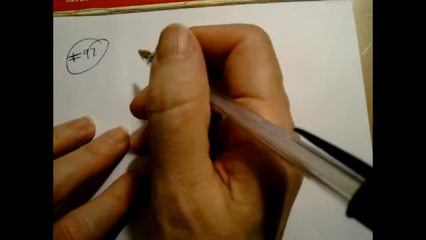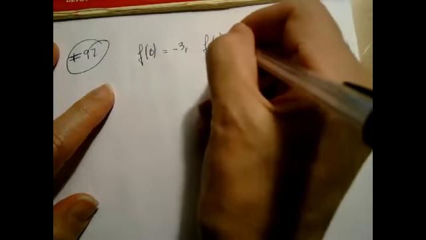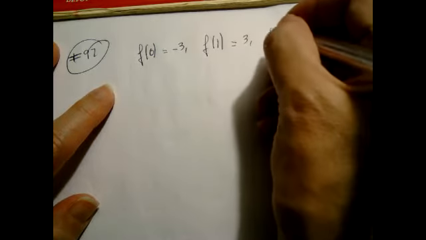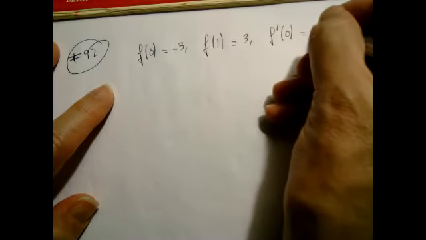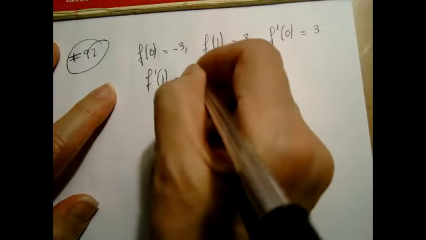97, composition of function. Here I have a function f, and they're giving me a bunch of info about the function. So they are telling me that at 0, the function takes the value -3. At 1, the function takes the value 3. And the derivative at 0 is 3. And they gave me f prime of 1 equal to 5.